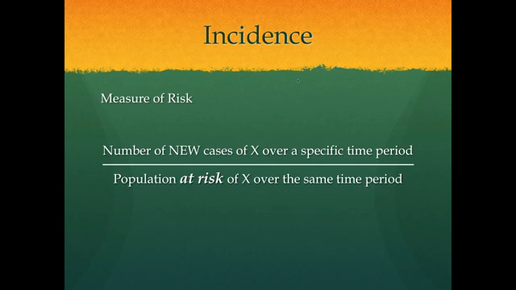Incidence. This measure takes into account those at risk of the disease. Incidence is the number of new cases of the outcome divided by the population at risk within a specific period of time.